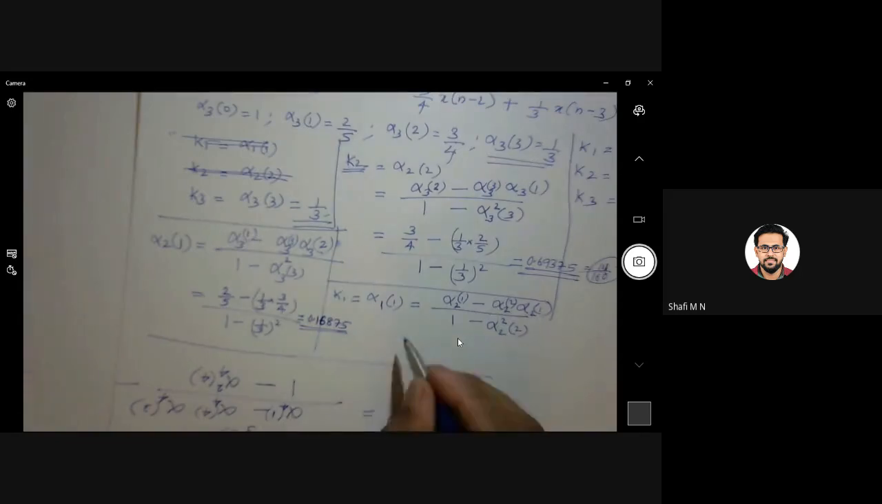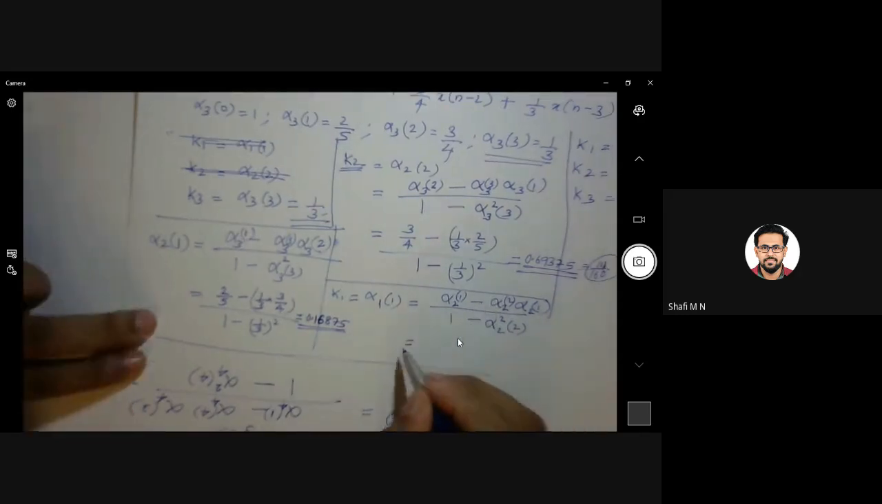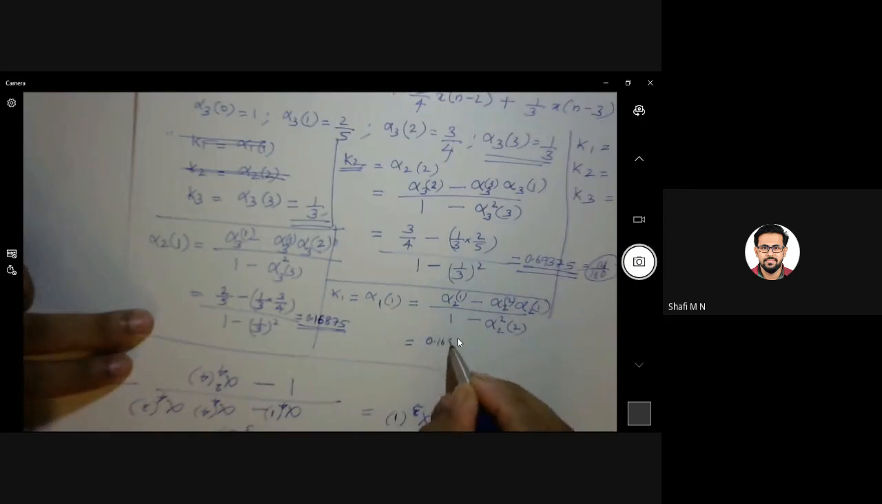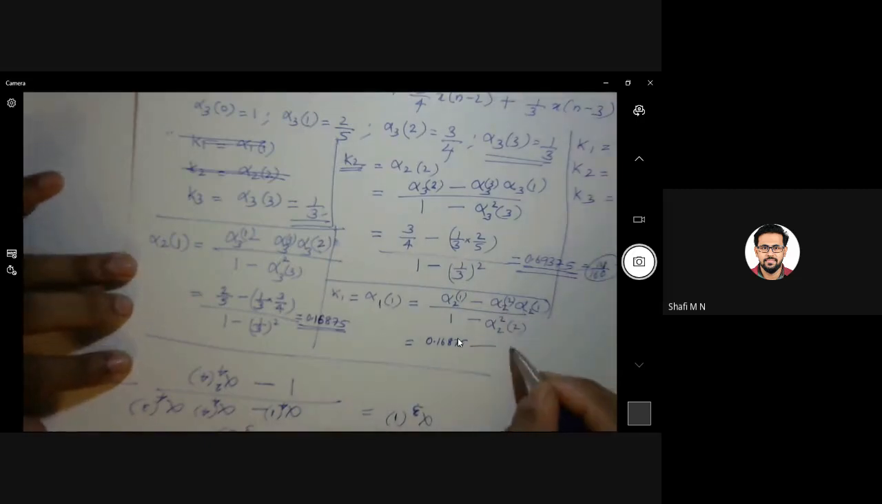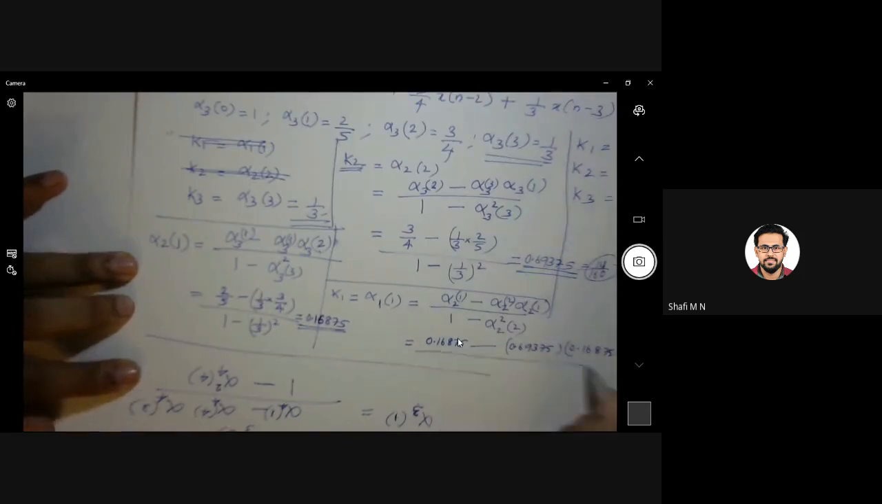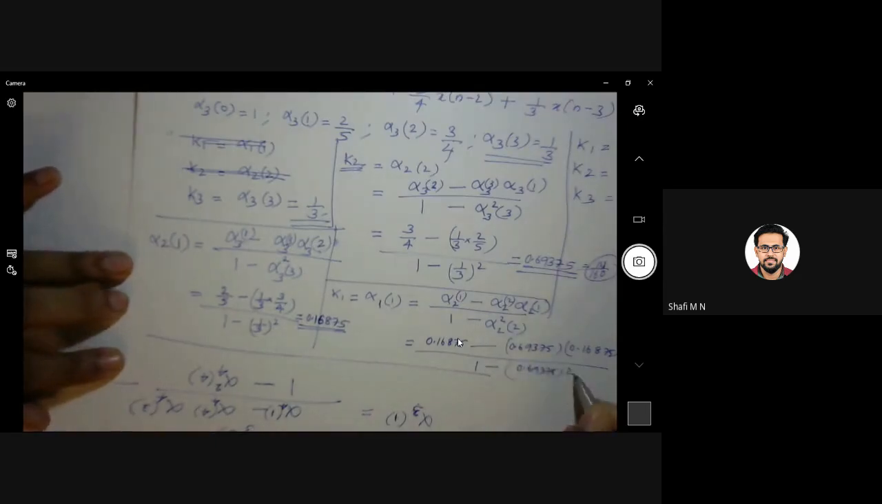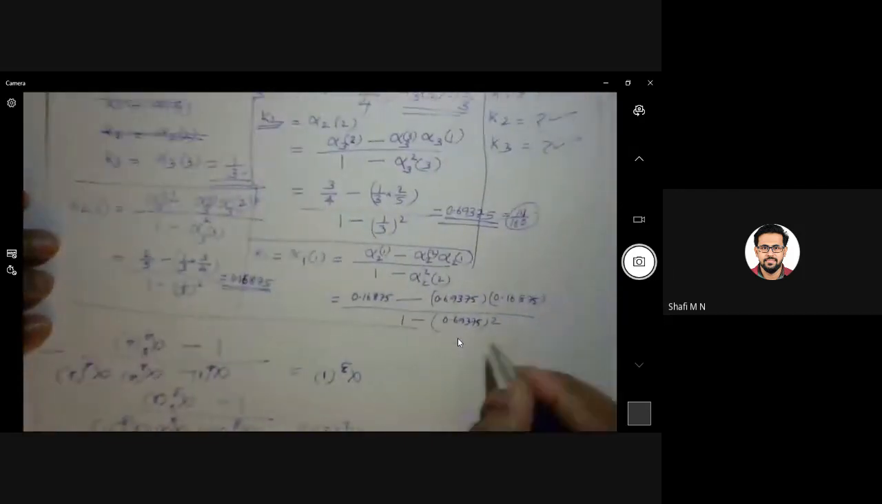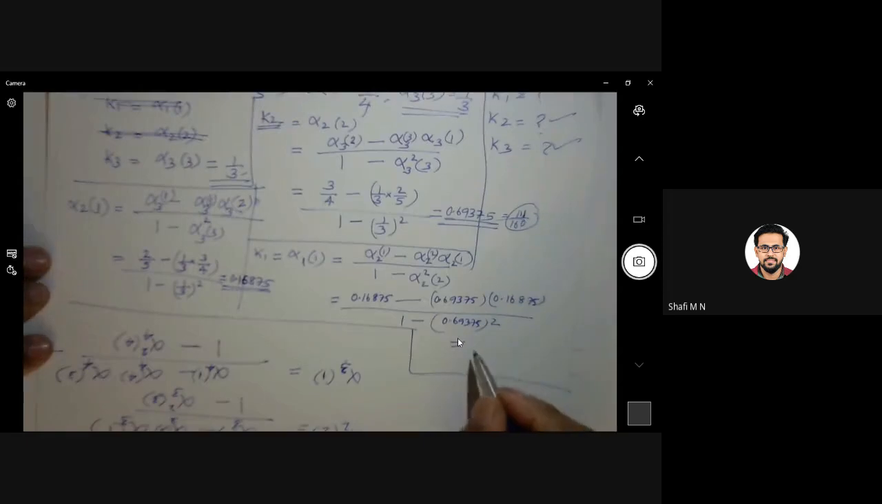Now you can find this value, alpha 2 of 1. Alpha 2 of 1 ന്റെ വാല്യൂ ഉണ്ട്. 0.168. നിങ്ങൾക്ക് ഫ്രാക്ഷൻ ആയിട്ട് കിട്ടിയിട്ടുണ്ടെങ്കിൽ സബ്സ്റ്റിറ്റ്യൂട്ട് ദാറ്റ്. മൈനസ് alpha 2 of 2, K2 ന്റെ വാല്യൂ ഉണ്ട് 0.69375 into alpha 2 of 1, this same value 0.16875 divided by 1 minus, this is 0.69375 square. That will give you the final answer, and that will be equal to, what is that? 0.0996.